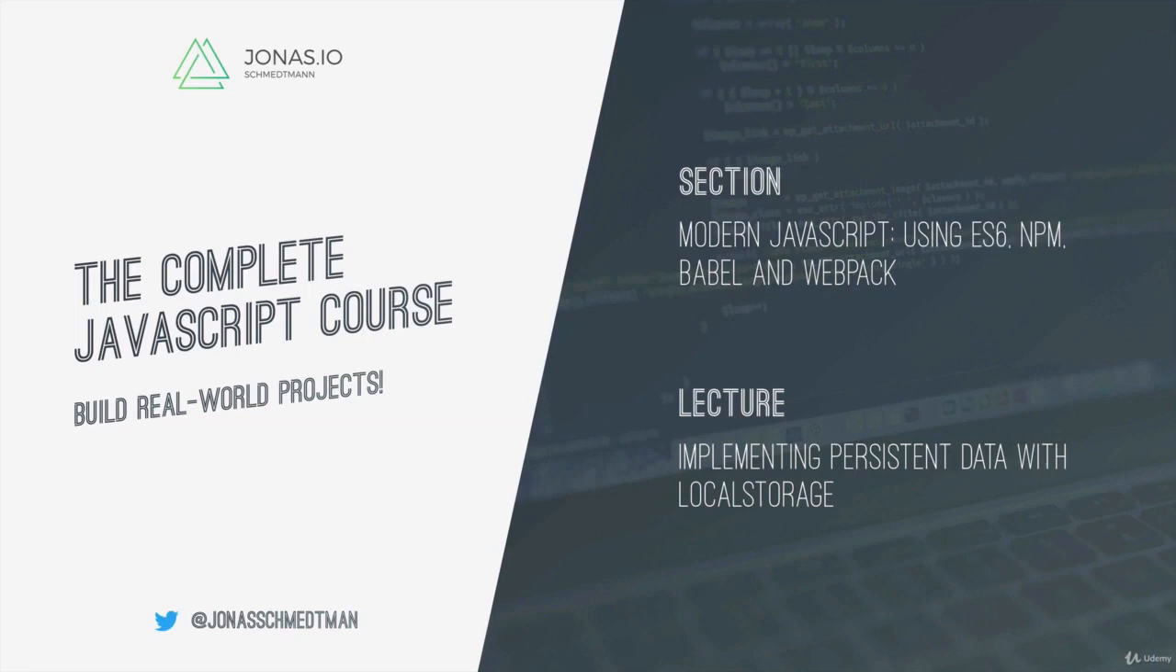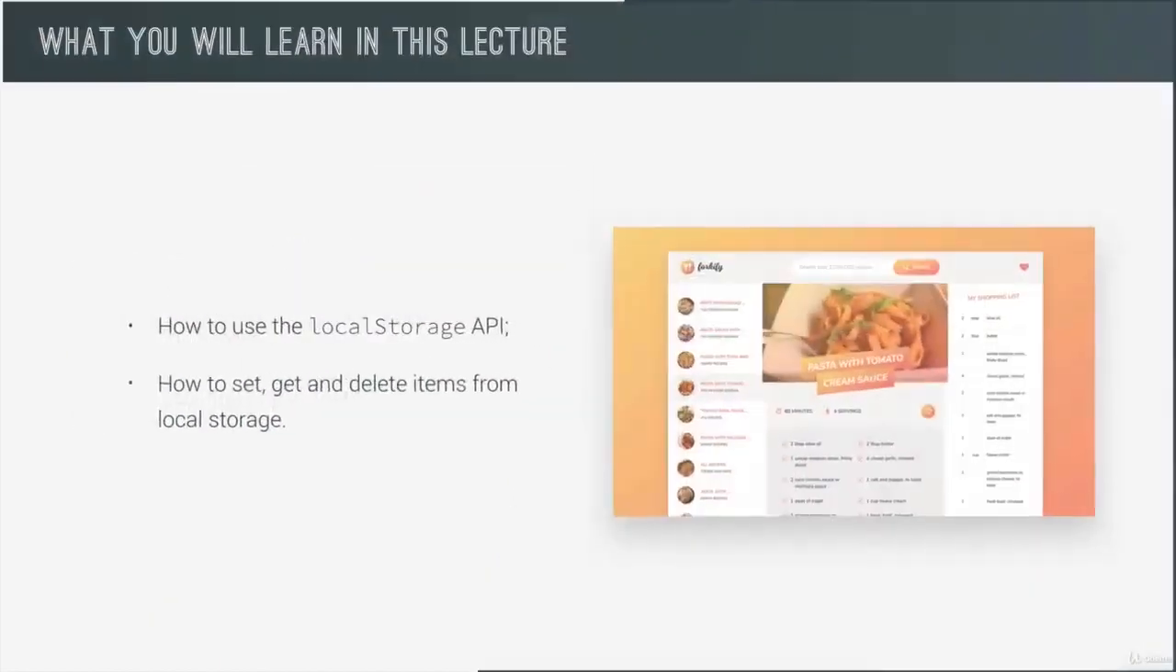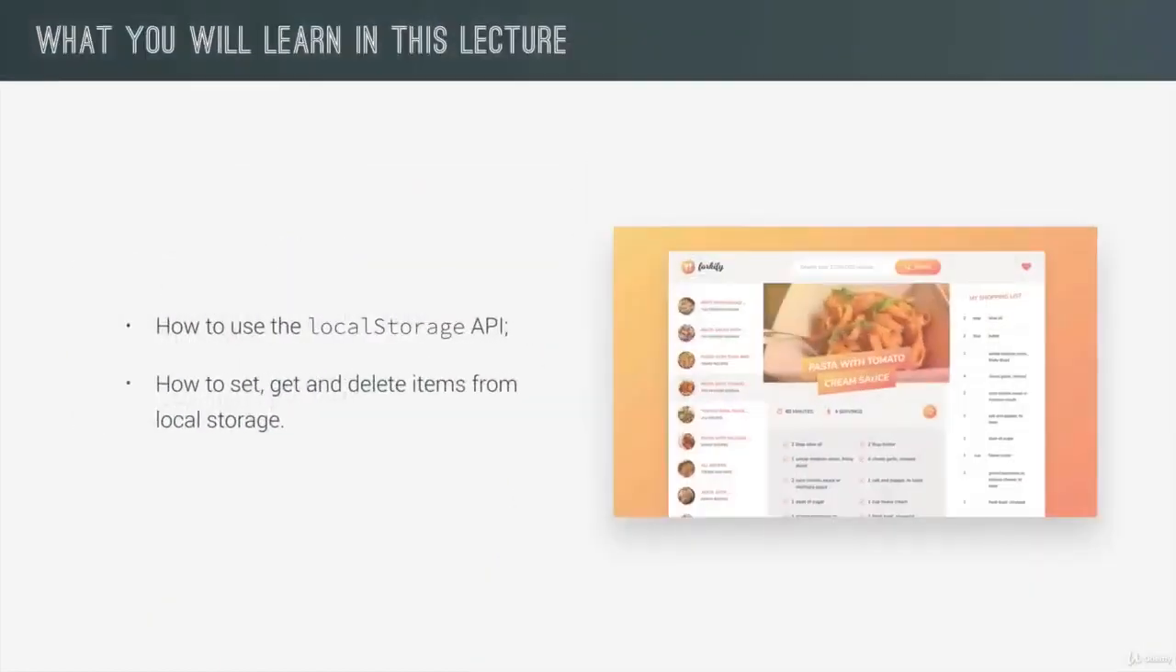So now that the recipe liking functionality is 100% working, let's take it to the next level by persisting the likes data, so that liked recipes are kept even after we reload the page. And we're going to do that using the local storage API. So that's something completely new and really exciting, I think. And so let's get started with it.